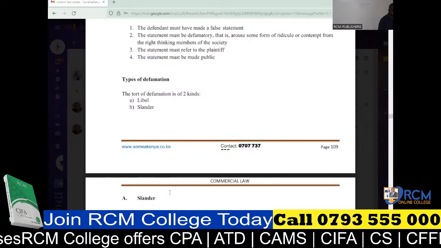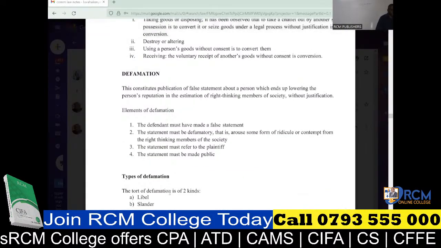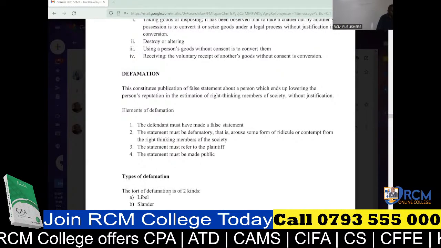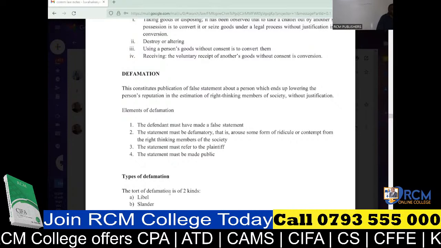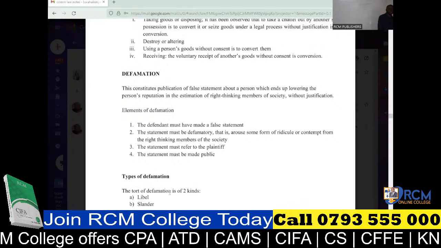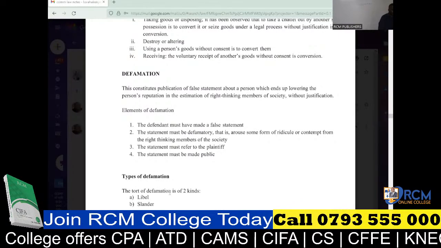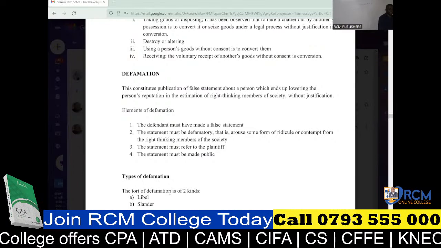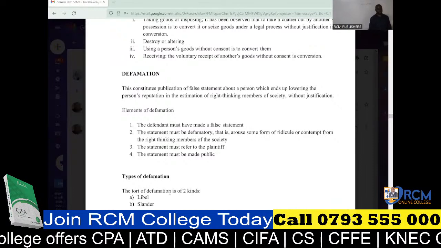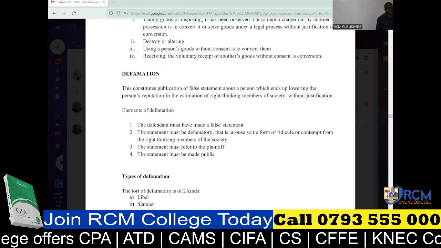These are the key elements that must be present for defamation to be seen to have been committed. Number one, the defendant must have made a false statement, and it must actually be false. If it is a true statement, then you can't sue for defamation. The statement must be defamatory, in that it arouses some form of ridicule or contempt from the right-thinking members of the society.